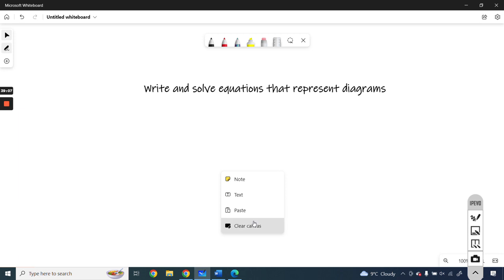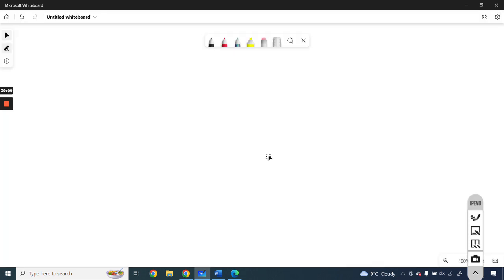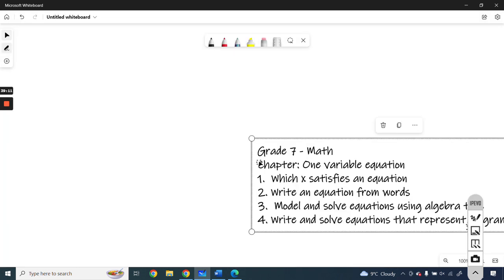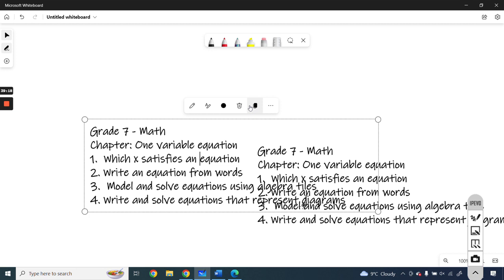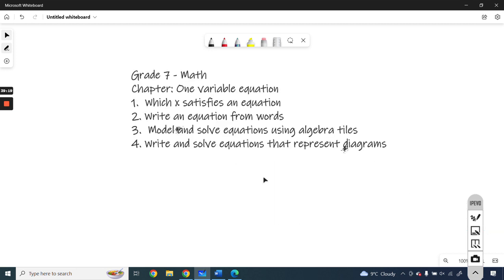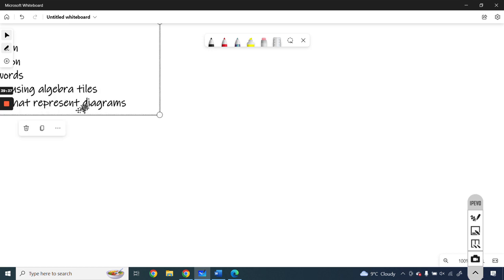Got it? Okay, so we're done with grade 7 maths. We're working on the chapter 1 variable equation, and the lessons we have covered are which x satisfies an equation, write an equation from words, model and solve equations using algebra tiles, and write and solve equations that represent the diagrams.